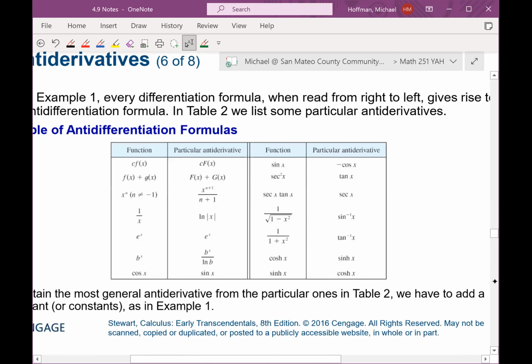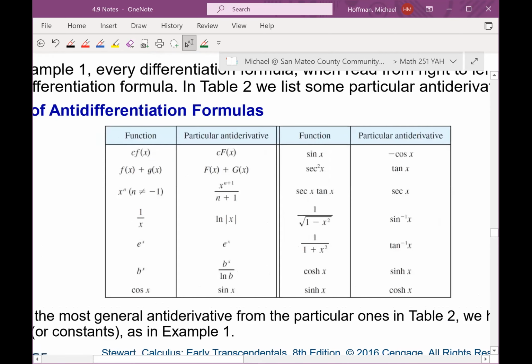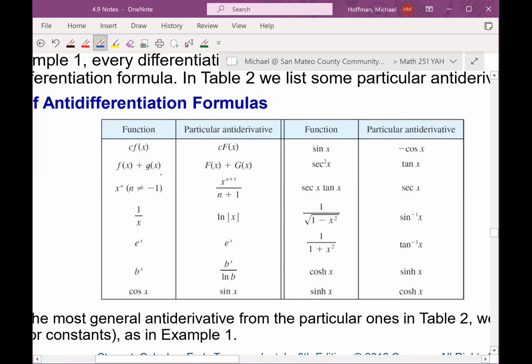Oh, here's a table of functions and their antiderivatives, basic antiderivatives. To make them general, you just add a constant and then you get the most general one. But what this is saying is that if I have a constant times a function, the antiderivative is just going to be a constant times the antiderivative. If I have a sum of 2 functions, then the antiderivative is just the sum of the antiderivatives. If I have a power function, except when n is equal to -1, we just do this inverse power rule, and so on. The antiderivative of e to the x is e to the x.